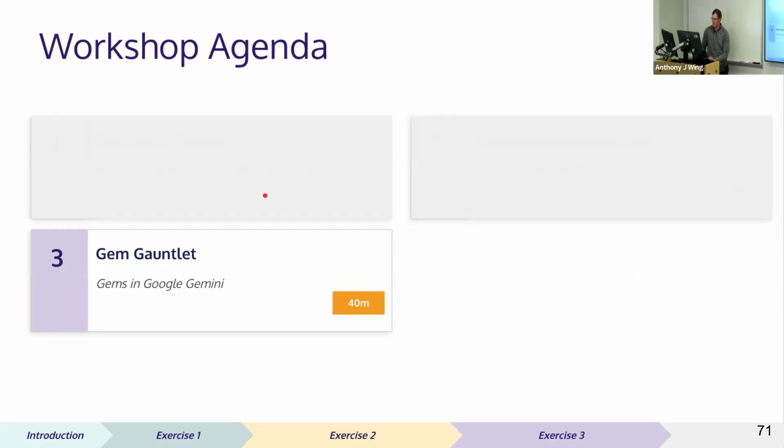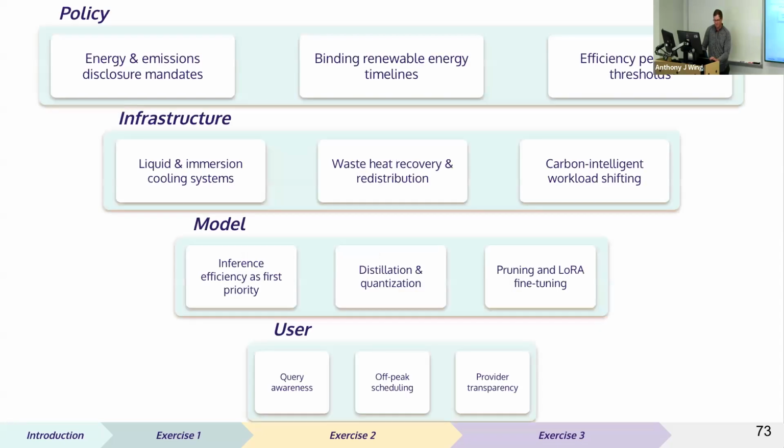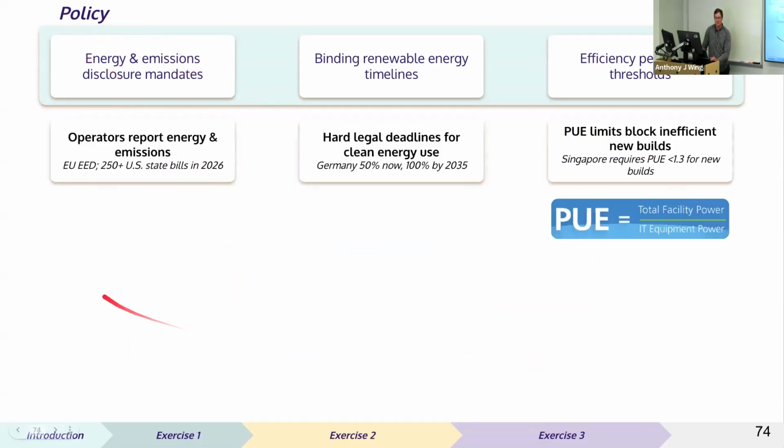Okay, so I want to spend the rest of the time that we have left together just talking about gems, do a little bit of an exercise here, and then we can get out of here and enjoy some sunshine. I won't spend too much time on this for the sake of time, but it is always important to be thinking about the impacts on the environment, using these tools efficiently and responsibly. It comes from a lot of different tiers, as you can see here, from policy at the top, down to infrastructure, models, and users.